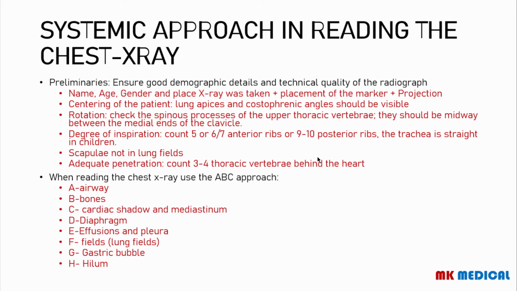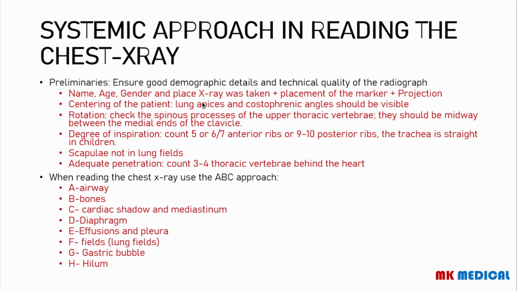So the name of the patient, the date when the investigation was taken, where the investigation was taken, the age of the patient, and preferably the gender of the patient. Then you should also assess the technical quality of the radiograph. So pretty much the placement of the marker on the radiograph, the projection that is taken, and you ensure that the patient is well centered. So both the lung apices should be visible. The costophrenic angles should also be visible. All these things I did cover in the previous lecture.